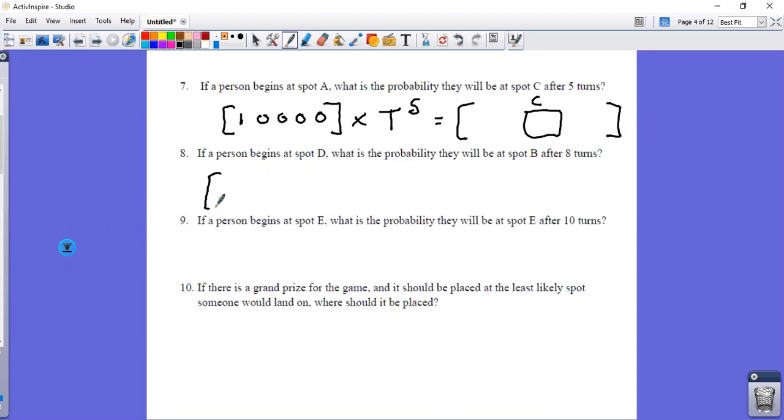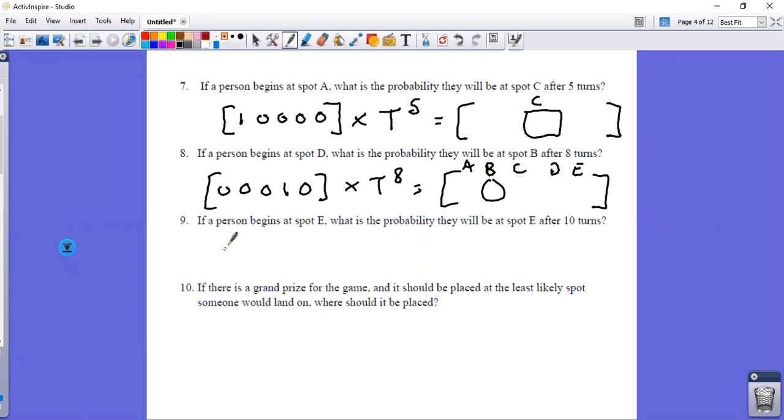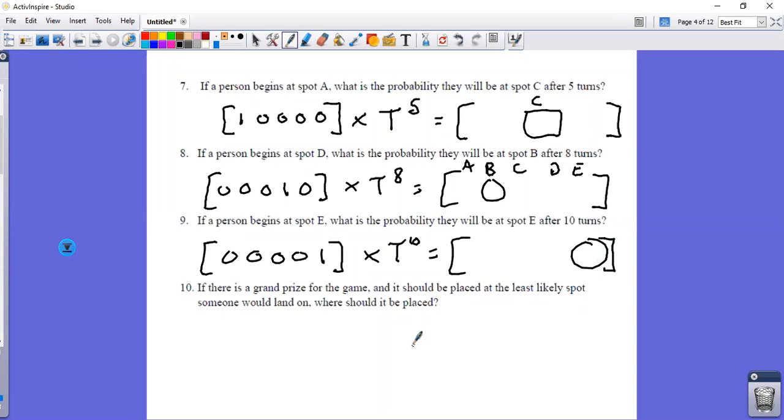If a person begins at D, 1, 2, 3, D, right? What's the probability that they will be at E after 8? So raise it to the 8th power. And spot B is the second one, right? A, B, C, D, E. If a person begins at E, E is the last one. After 10 turns, what's the probability they're going to be at spot E again? So again, the last one.